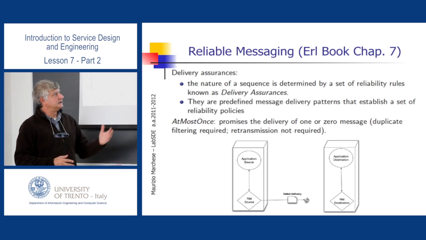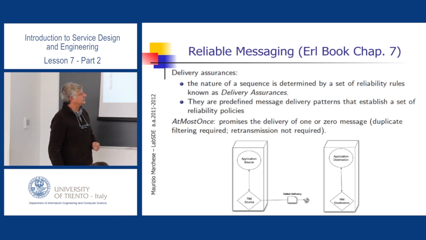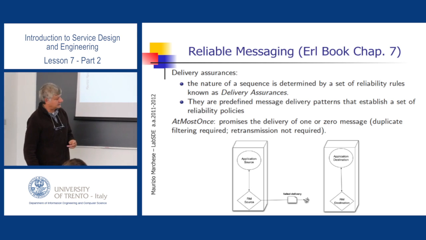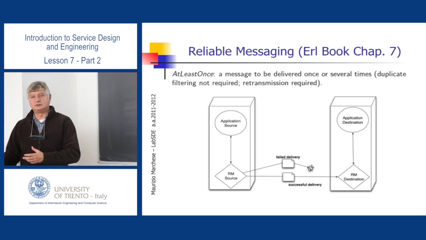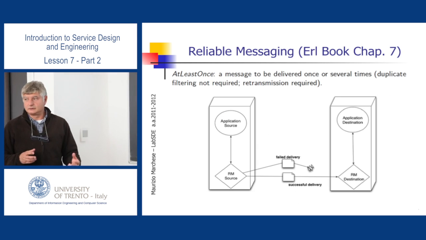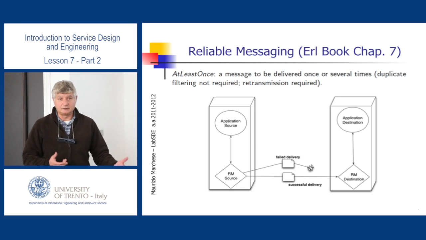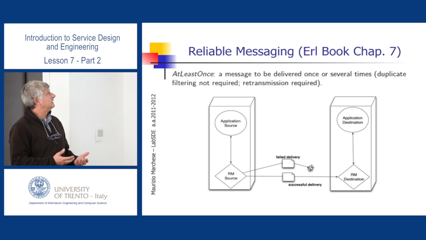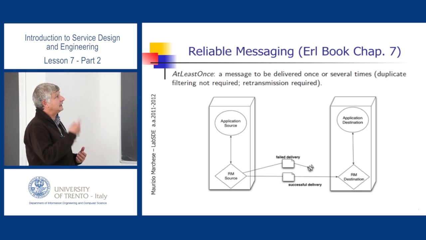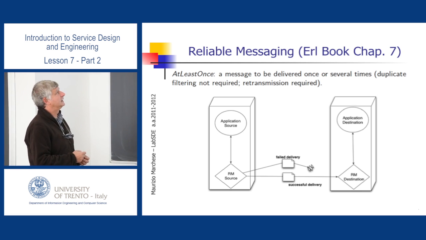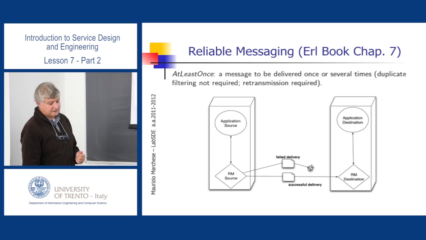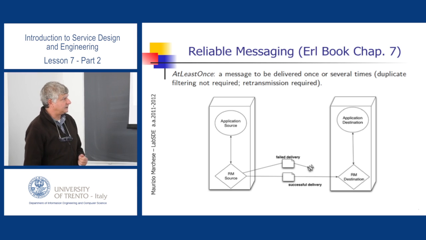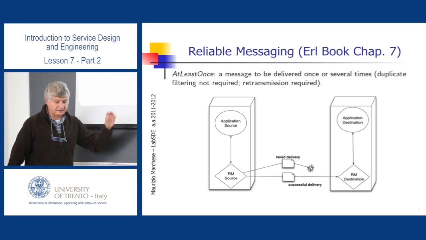So retransmission in this case is not required. You just need to check if you have duplicate packages. Or at least once. So there are these two different semantics. At most once means that you need one or zero deliveries. At least once means that the message needs to be delivered one or several times. So retransmission in this case is required and has to be dealt with by this extra layer.